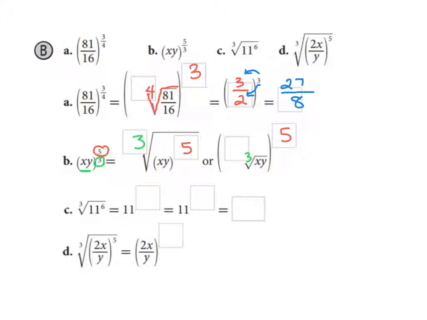All right, let's check your answers to C. If we change that to a rational exponent, we get 6/3. We do need to simplify that fraction to an exponent of 2. 11 to the 2nd power is 121. D, changing that to a rational exponent, we get 5/3.